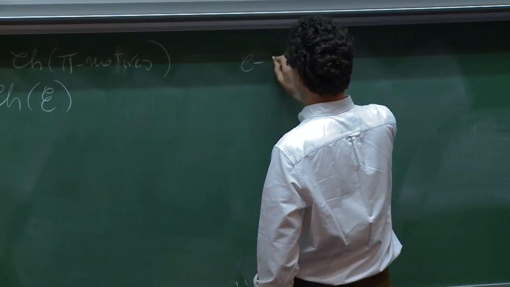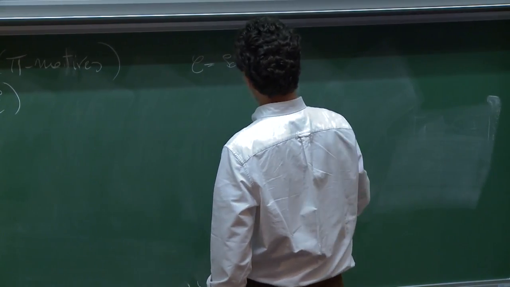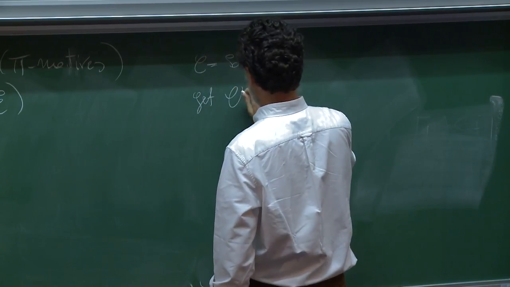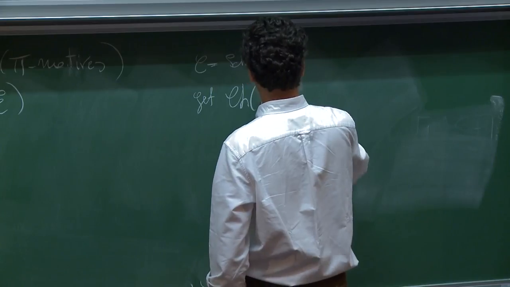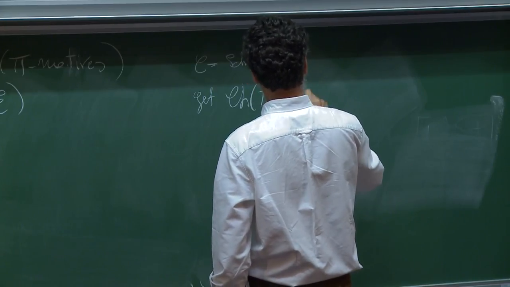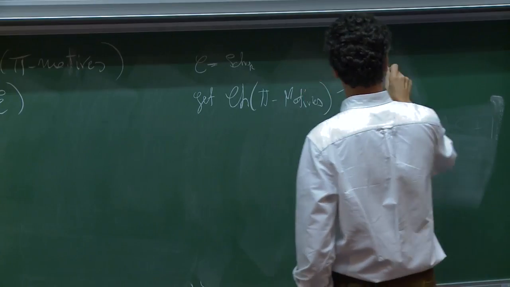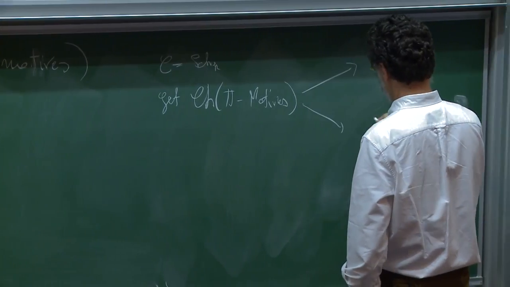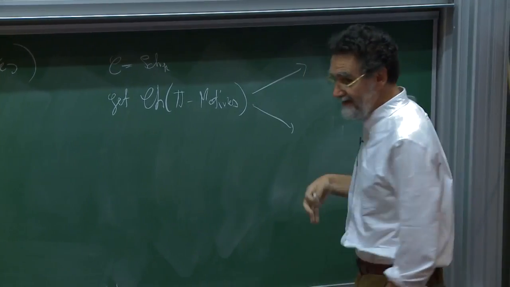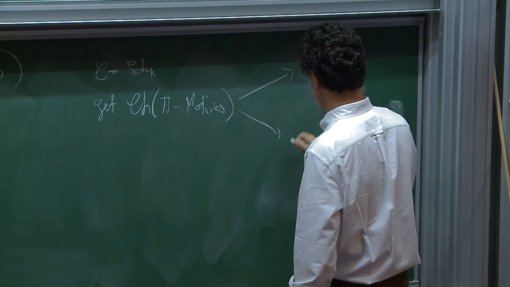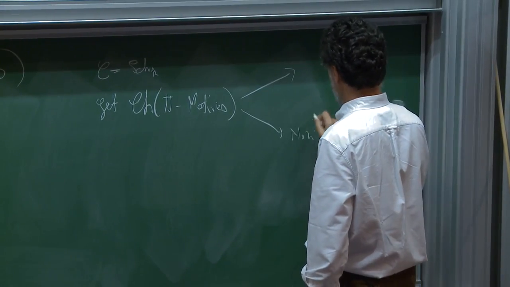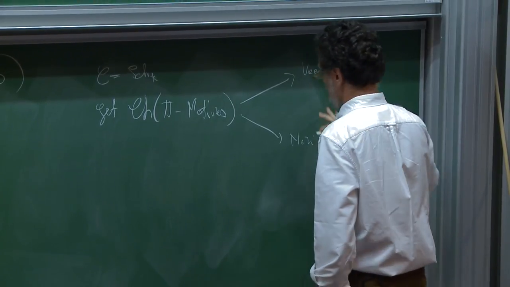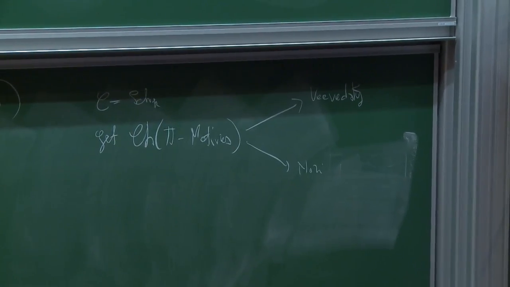So this is just schemes, get a chain of T motifs. So here, derived category of Nori means derived category of the Ind category of Nori. It's a little bit sloppy, but I just put Nori and Voevodsky. I'm sloppy, sorry, but I will make precise how to get these functors.